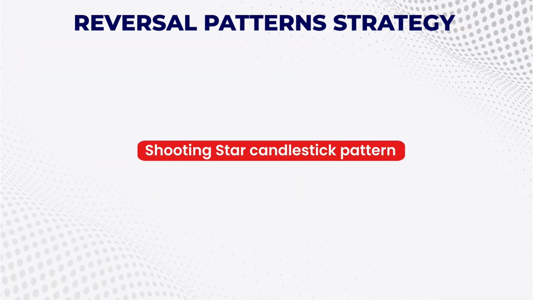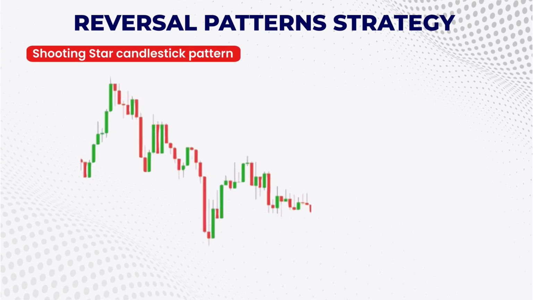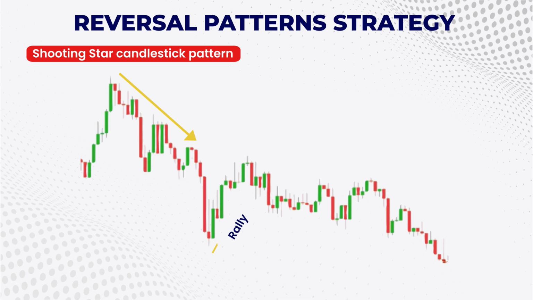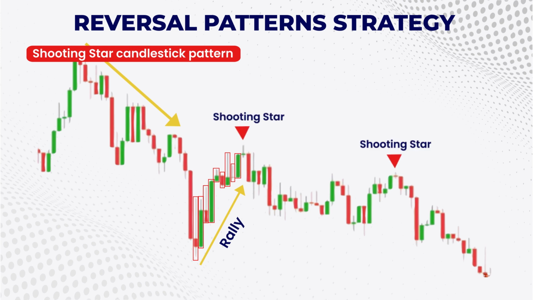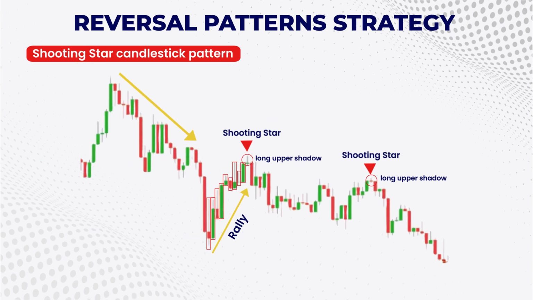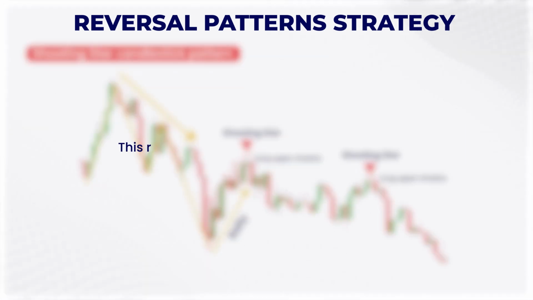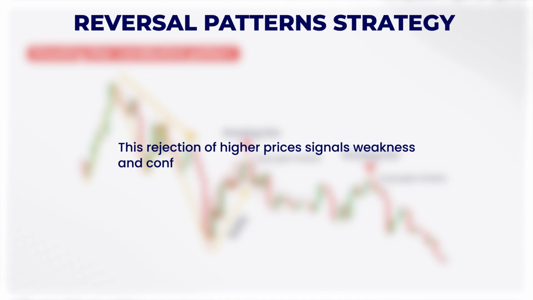Here we see the shooting star candlestick pattern, a powerful bearish reversal signal. The market is in a downtrend, but notice how small rallies form during the move. Each time, buyers attempt to push the price higher. The shooting star appears at the top of these rallies. It has a small body near the bottom and a long upper shadow. This shows that buyers tried to drive the market up, but sellers quickly regained control, pushing the price back down. This rejection of higher prices signals weakness and confirms the continuation of the downtrend.